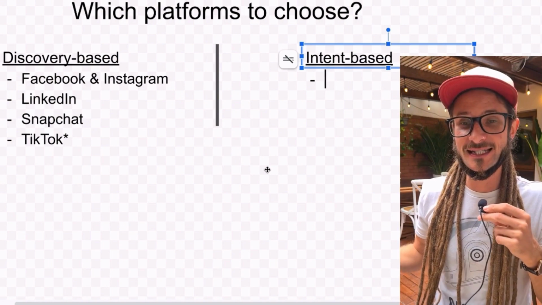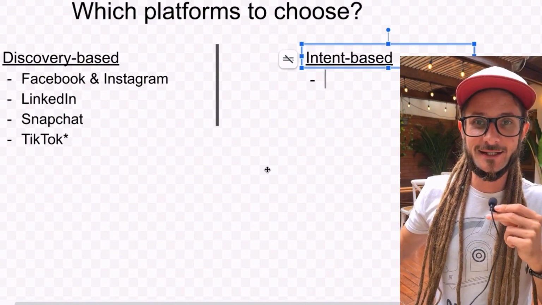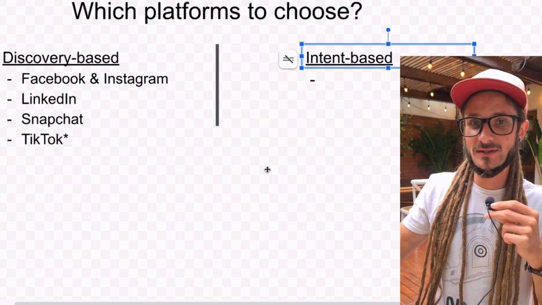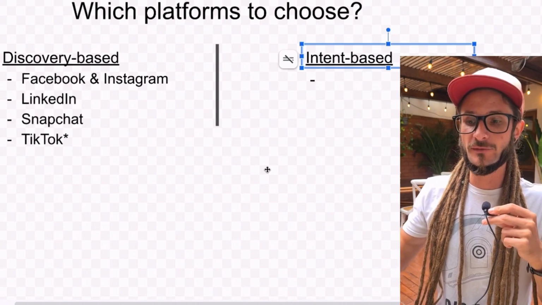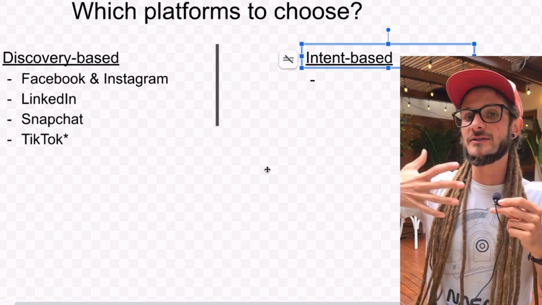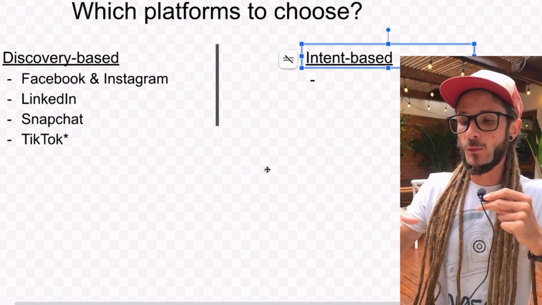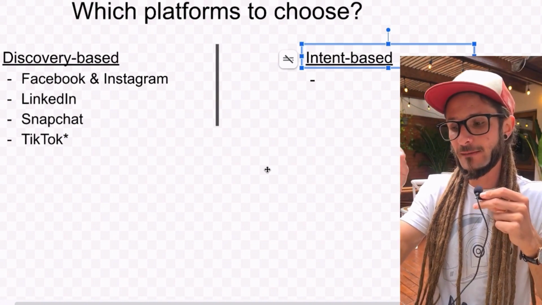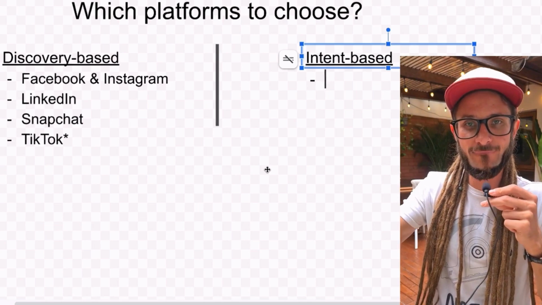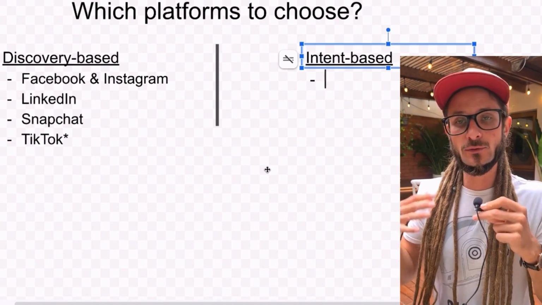If you've got a brand new business and it's a brand new idea, utilize Facebook, Instagram, Snap, and all those kinds of discovery-based platforms, because we need to get the algorithms to feed these ideas to people who are going to resonate with them. Okay. With intent-based platforms, we're actively choosing to target people who are actively looking for solutions to their pain points and all those kinds of things, right?